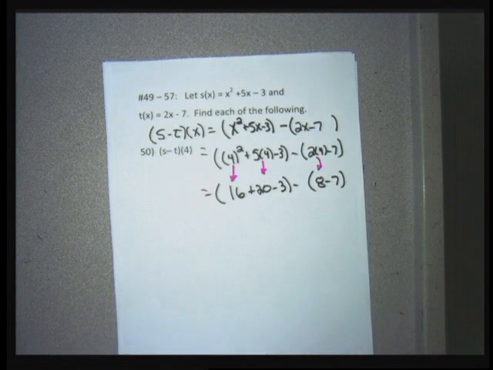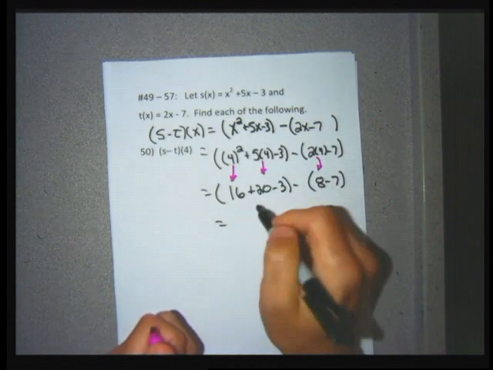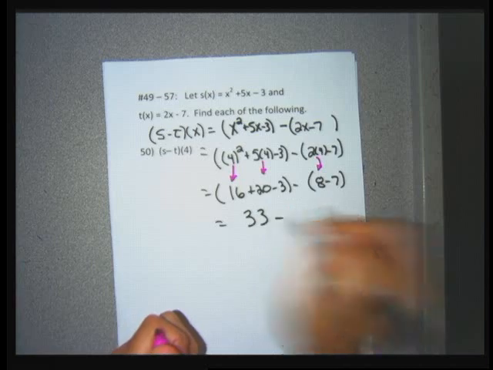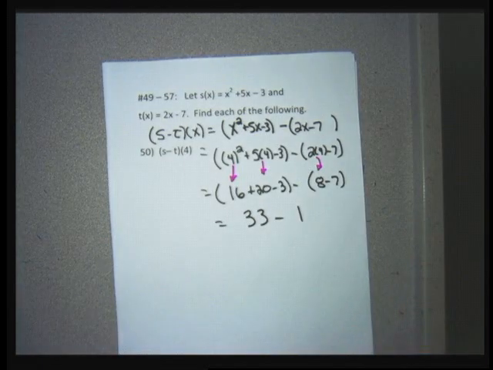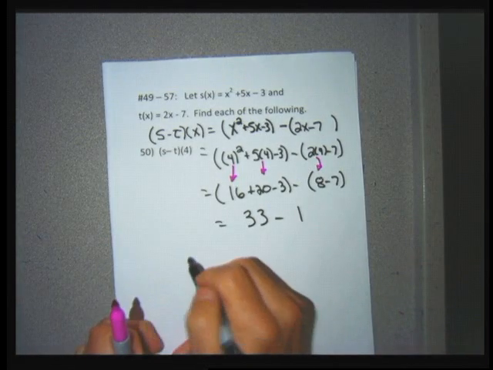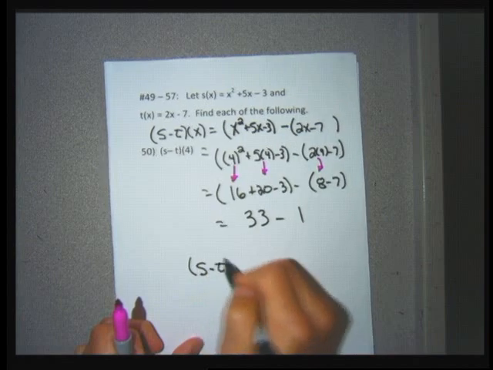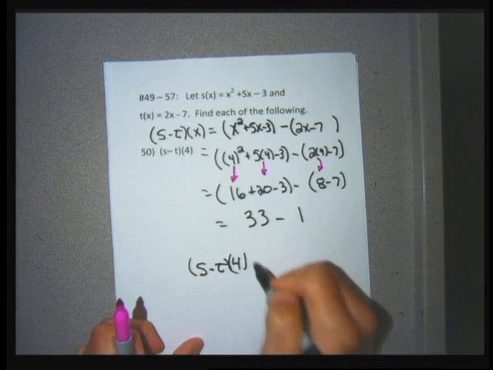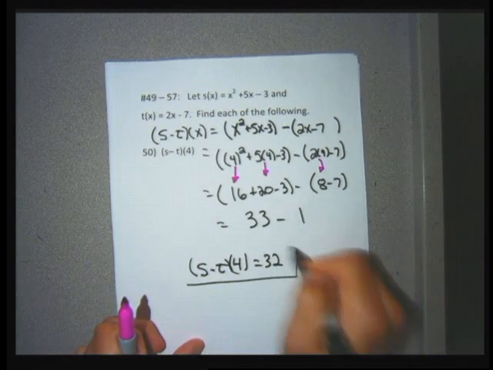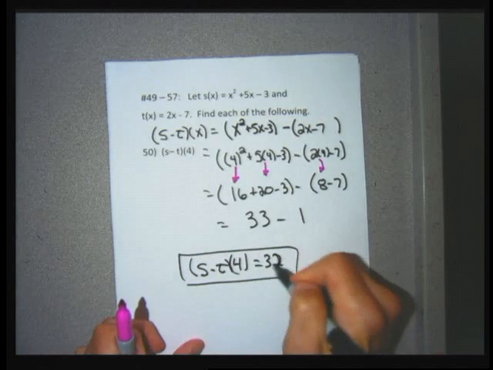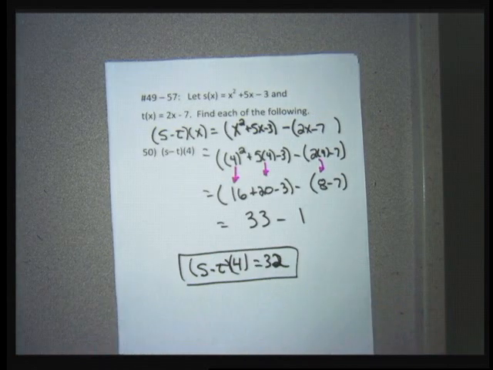So the first parentheses comes out to be 33. The second parentheses comes out to be 1, so I'm left with 33 minus 1. The answer to this is going to be 32. And again, I'm writing the problem with the answer, but if you only wrote the number 32, it's completely fine.